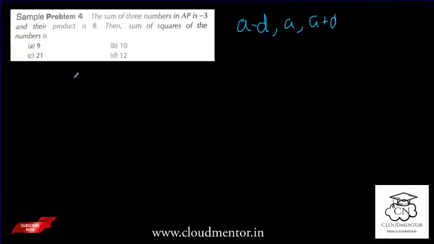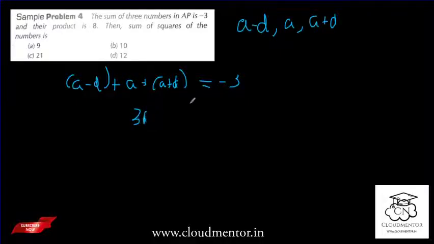Okay, and let's add it. So we get a minus d plus a plus a plus d equal to -3, and by adding, the -d and +d cancel, and we get 3a as -3, and so a will be equal to -1, and we got that.